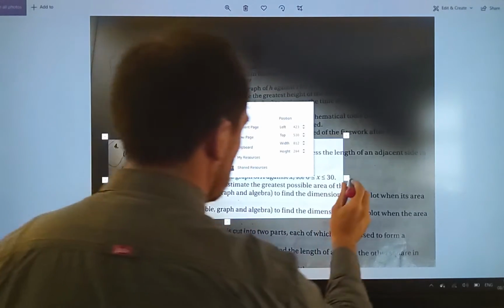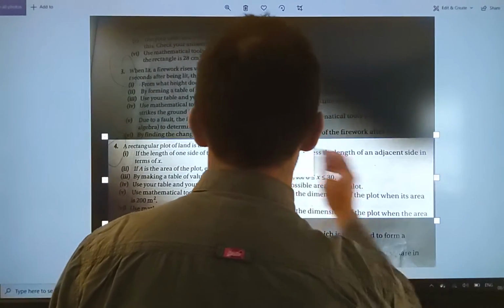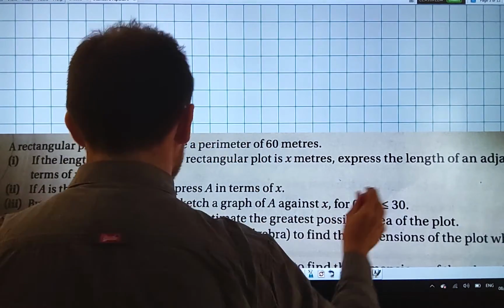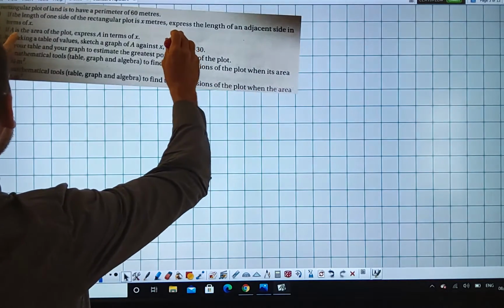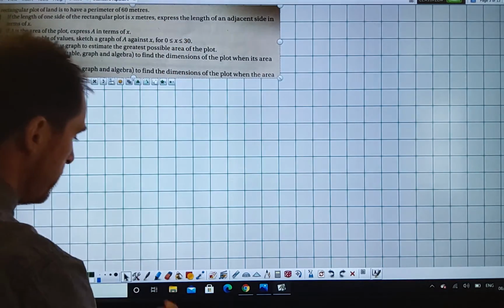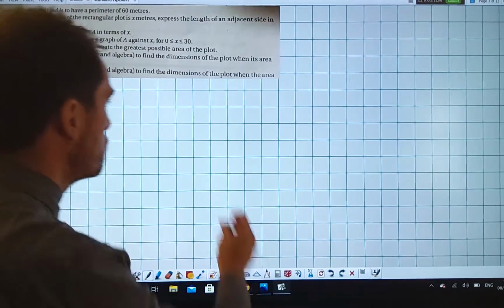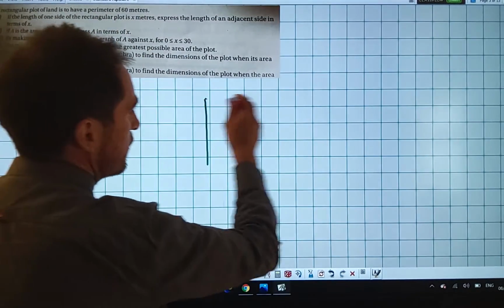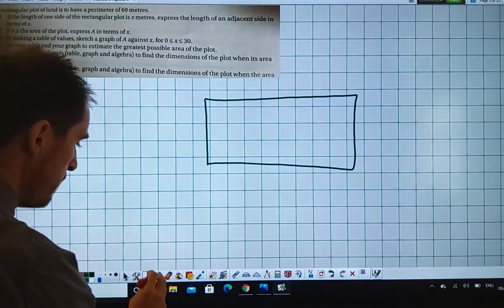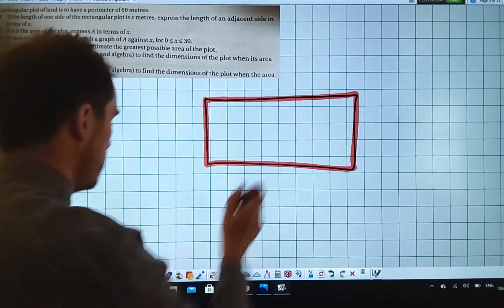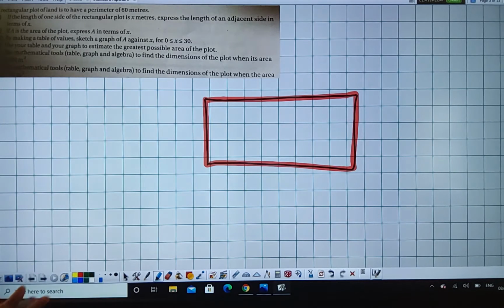Okay. This would be a type of exam question that you could easily get. So we'll go through it here now. A rectangular plot of land is to have a perimeter of 60 meters. With these questions, it's very good to visualize them. Try and visualize as much as you can. So if we draw a rectangle there, its perimeter, which is this here, needs to be 60 meters. Okay, that's the first bit of information.